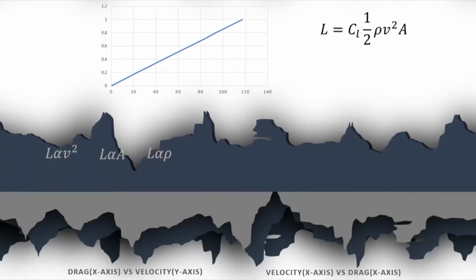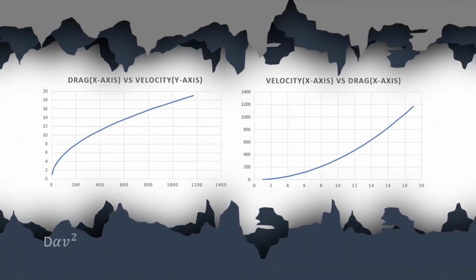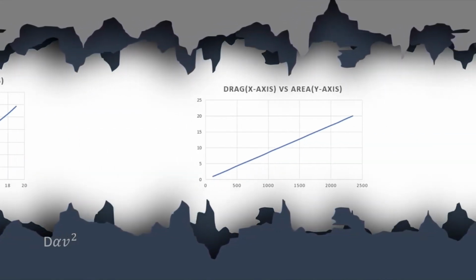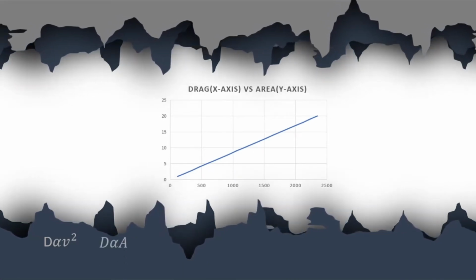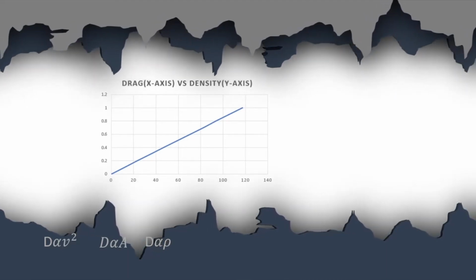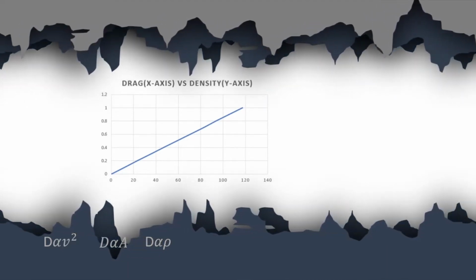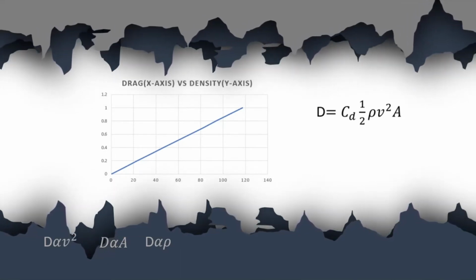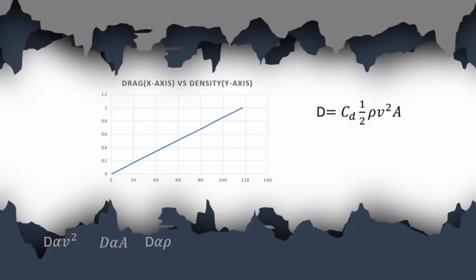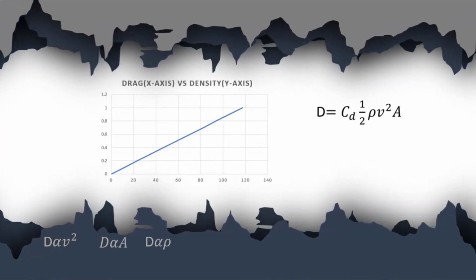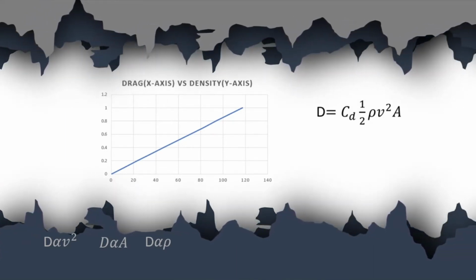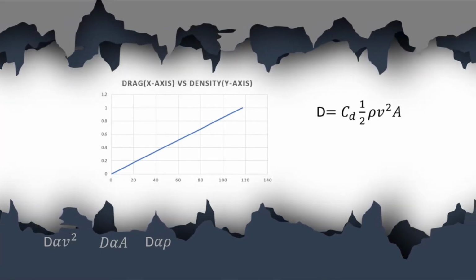Similarly, plotting drag versus velocity, we can see that drag is directly proportional to velocity squared. Plotting drag versus area gives us drag is directly proportional to area, and similarly plotting drag versus density gives us drag is directly proportional to density. Putting it all together, drag is equal to coefficient of drag into half into density into velocity squared into area, where CD and half are introduced to take out the proportionality. For an airplane, the coefficient of drag encapsulates all the complexities.